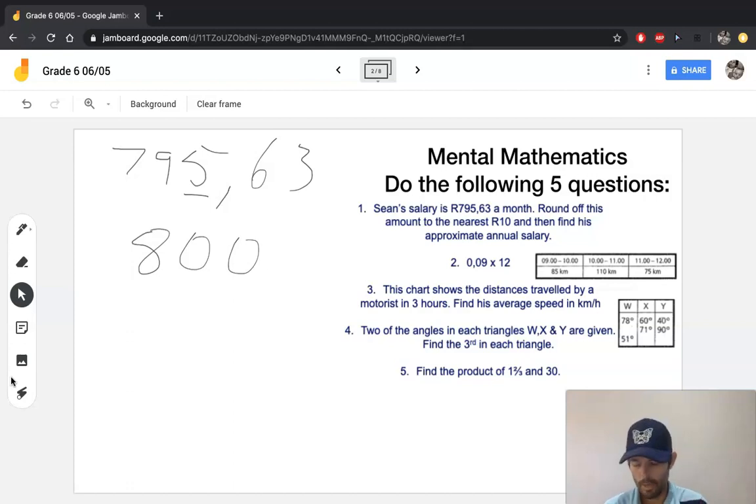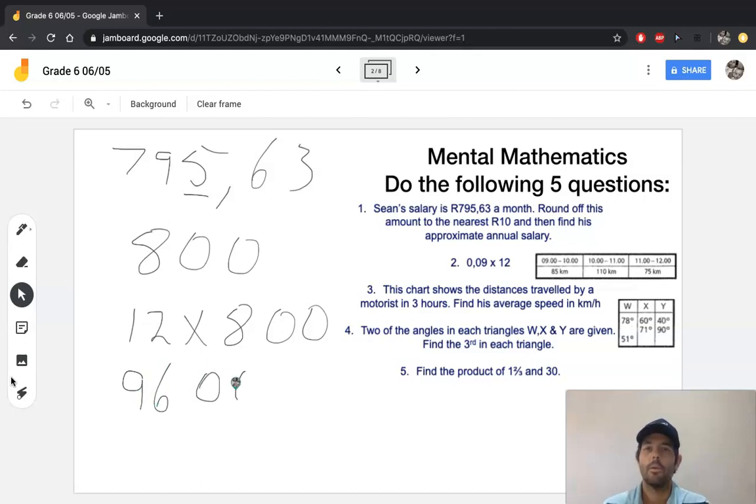And then his annual salary, annual is yearly. So there are 12 months in a year. So I need to go 12 multiplied by 800. And there we can go 12 multiplied by 8 is 96. And then we need to add the zeros from the 100. Alternatively, you could double and halve and say double 800 to 1,600. Half 12 to 6. Let's actually write that down so we can see what it looks like.